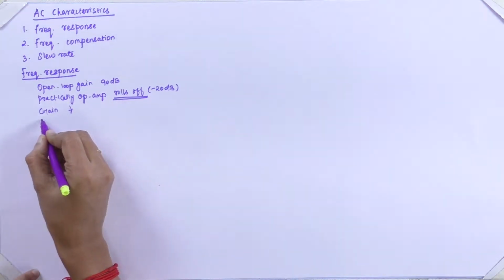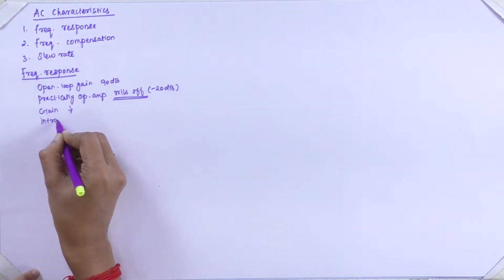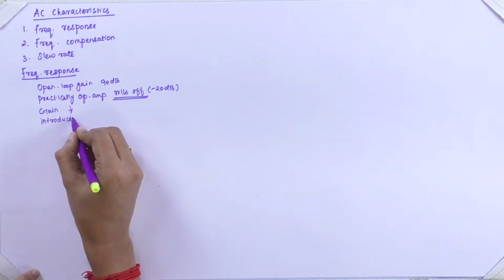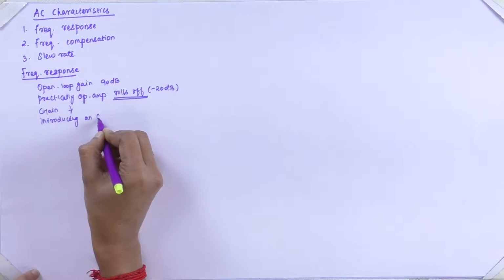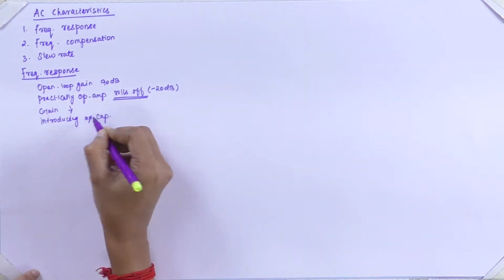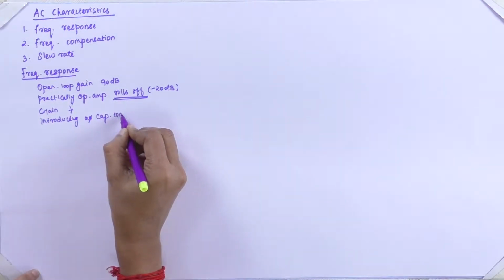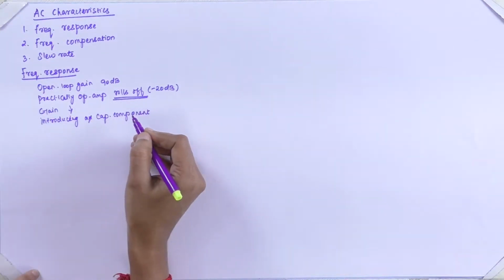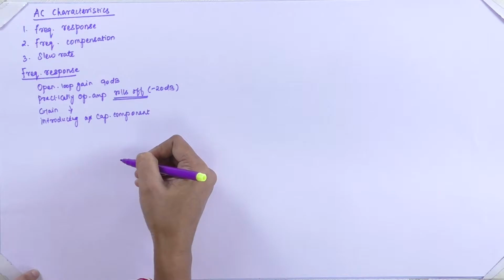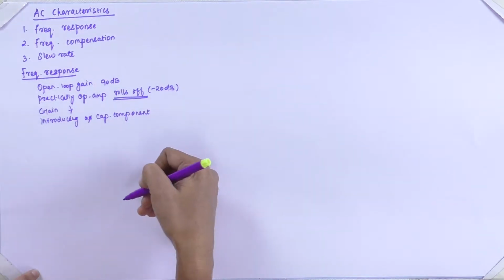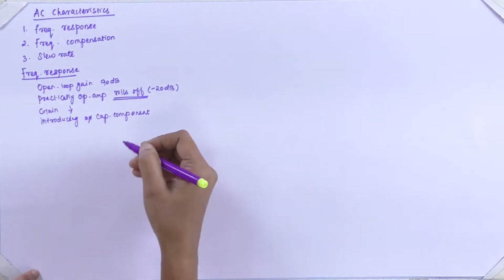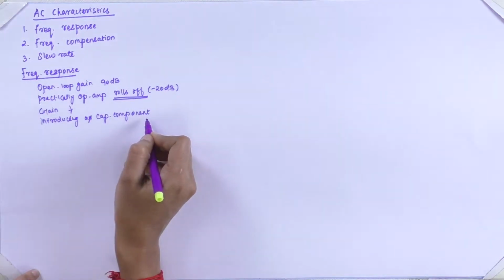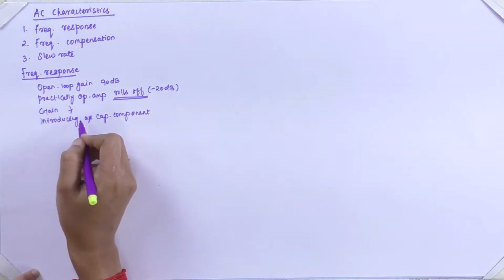Because we introduce a capacitive component in the operational amplifier. The physical characteristics of this capacitive component cause the roll off. Every time we use capacitive components, the gain is reduced by minus 20 decibels. This is one thing that makes the gain get reduced.